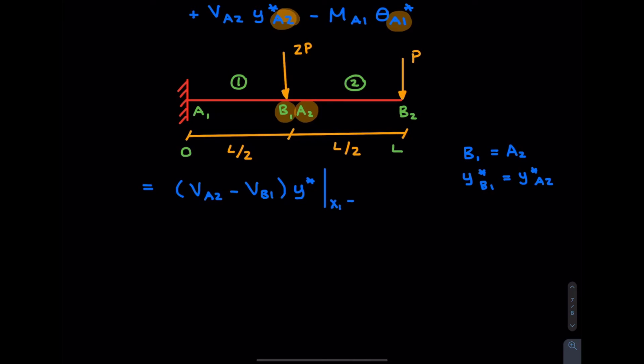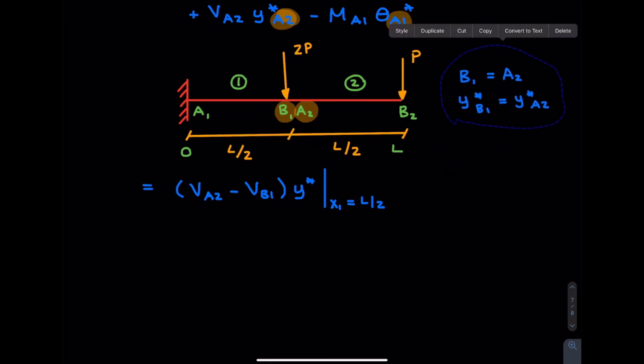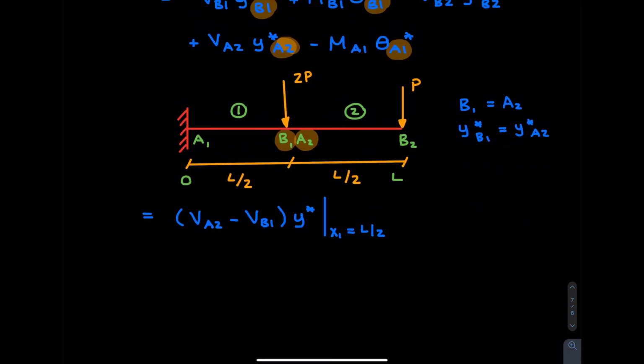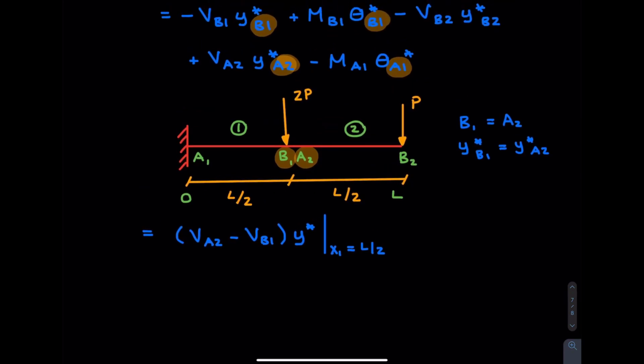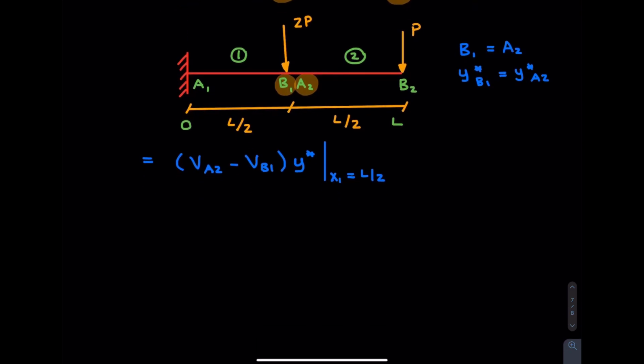So x1 is equal to L over 2. So there's my first term I'm going to group together. I'm going to move these up just a little bit so that they don't get in the way at all. All right, so that's my first term. I also have a negative shear at B2 minus y star, so I'm just going to leave that. Negative V at B2 times the y star at B2, and B2 is the location of x1 is equal to L, because again, we know that B2 is at the end of the beam.